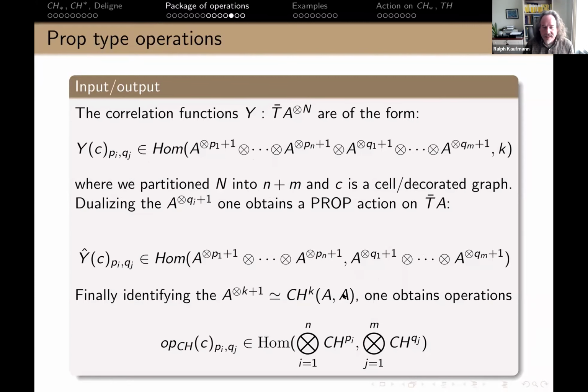This is not very deep yet, but that tells me that to an operation of a cell, which is given by this graph, I also have now a prop operation on Hochschild cochains.